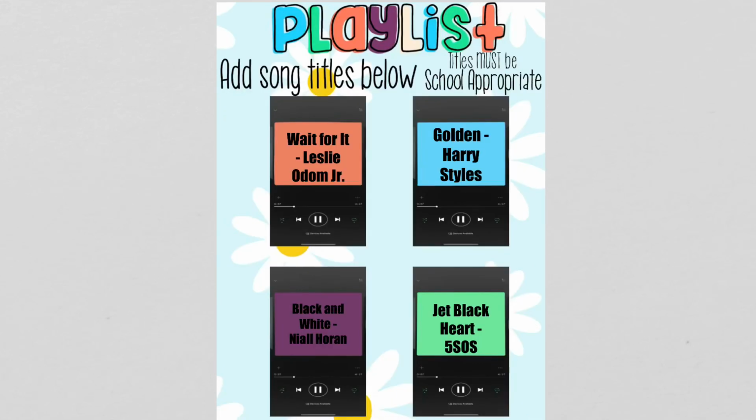And now this last one is my playlist, songs that I'm hooked on right now. The first one is "Wait For It" from Hamilton. I'm kind of on that bandwagon right now. I watch it a couple times a week. The second one, of course, is from my favorite, Harry Styles. It is "Golden." The third one is "Black and White" from Niall Horan, also from One Direction. And then the last one is one that I've kind of revisited. It's a couple years old. It's "Jet Black Heart" by 5 Seconds of Summer.